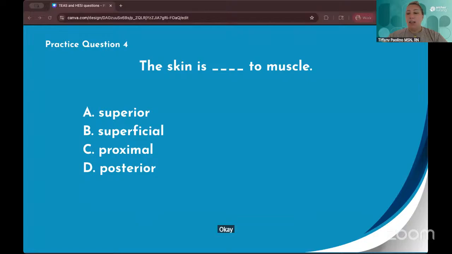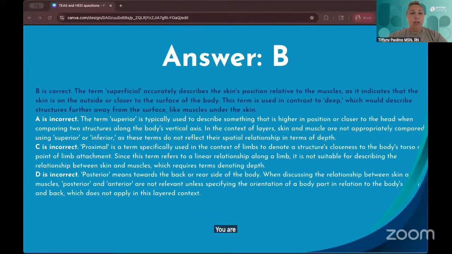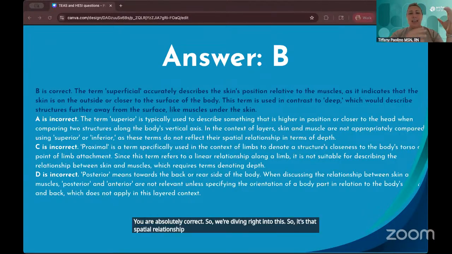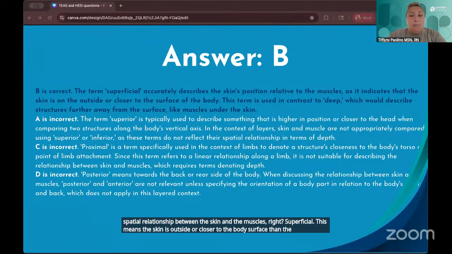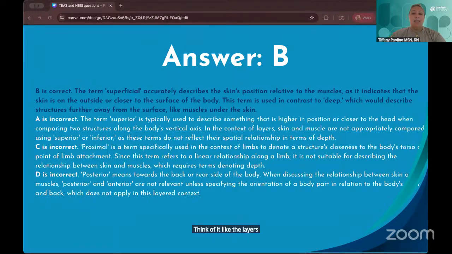Okay, excellent. Great job. You got it. If you guessed superficial, you are absolutely correct. So we're diving right into this. It's that spatial relationship between the skin and the muscles, right? Superficial means the skin is outside or closer to the body surface than the muscles. Think of it like the layers of an onion. The skin is the outermost layer.